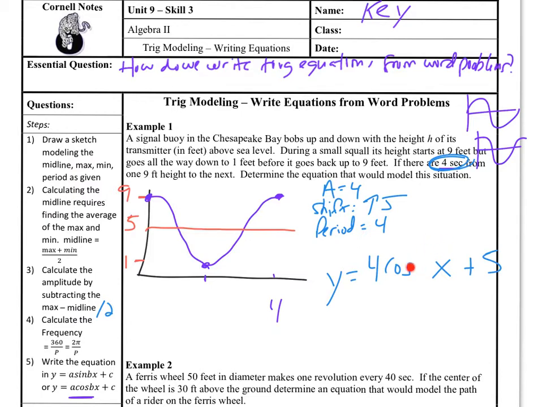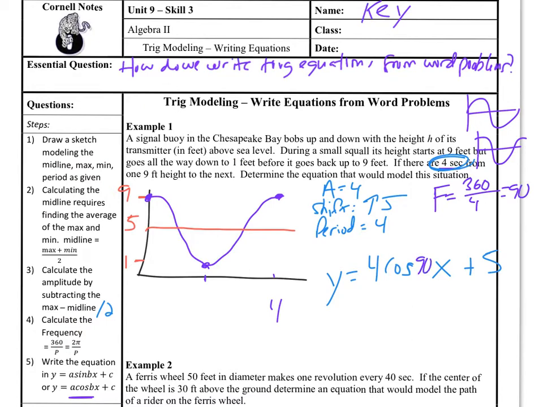So b is the frequency. It has to go in front of x, and that is found by doing 360 over the period or 2 pi over the period. Now, if the question doesn't say, I would totally always choose the easy one, right? So 360 is usually easier as far as I'm concerned. So the frequency, come on, start writing. The frequency is going to be 360 over the other guy, 4, which is 90, and we're good to go. So I'm going to put a 90 here.